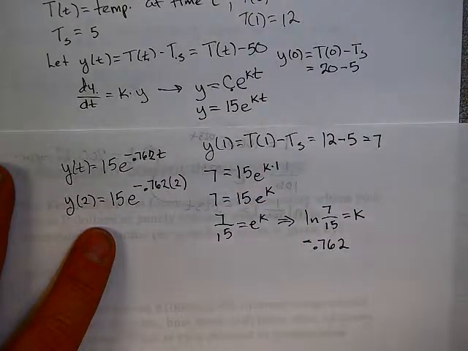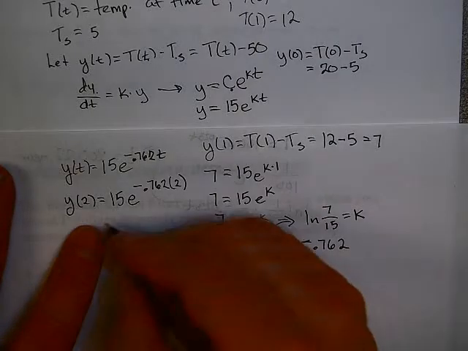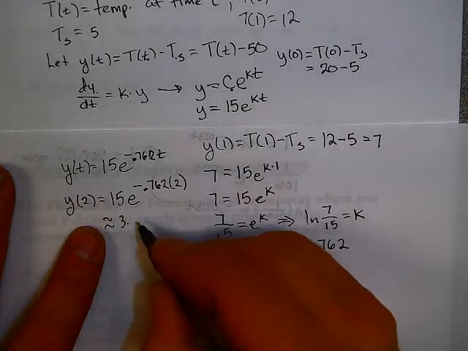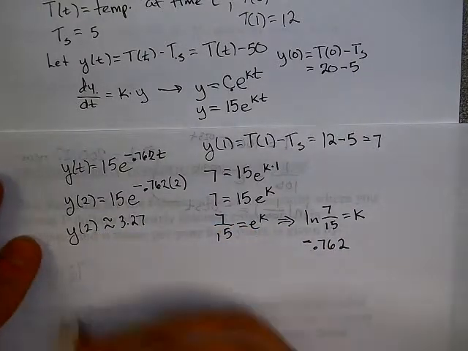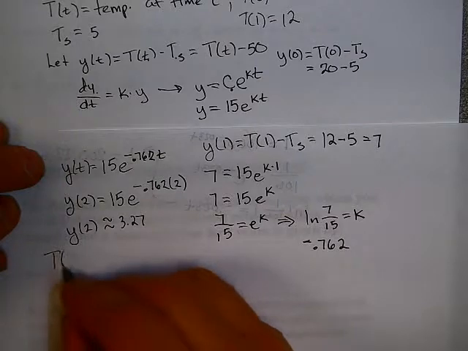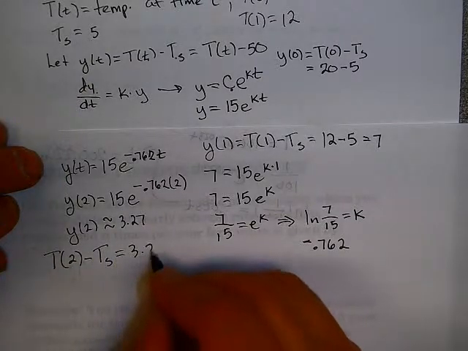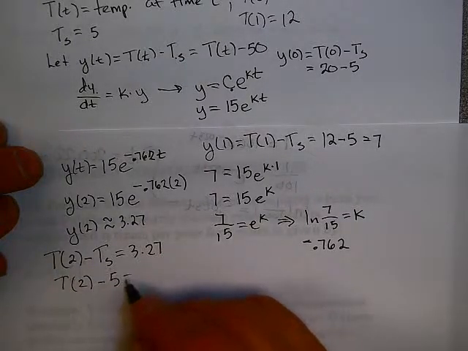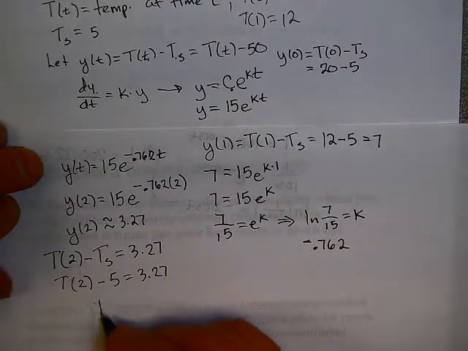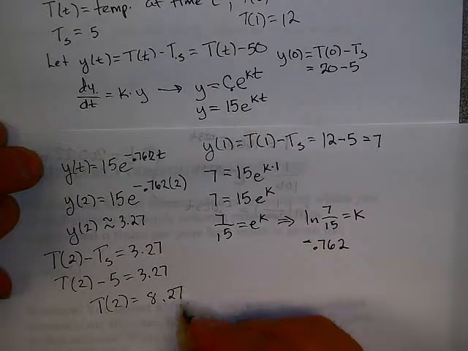So 15 times e to the negative 0.762 times 2, just doing that on my calculator, I get approximately 3.27. Now remember, that doesn't say the temperature is 3.27 degrees. That says that the temperature after 2 minutes minus the temperature of the surroundings is 3.27 degrees. We know the temperature of the surroundings is 5 degrees, so the temperature after 2 minutes would be about 8.27 degrees.